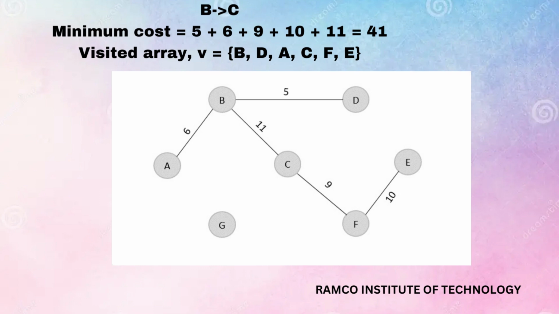The minimum cost up to this is 41: 5 plus 6 plus 9 plus 10 plus 11 is equal to 41. So up to this point the minimum cost for the minimum spanning tree is 41. The edge B to C is added finally.